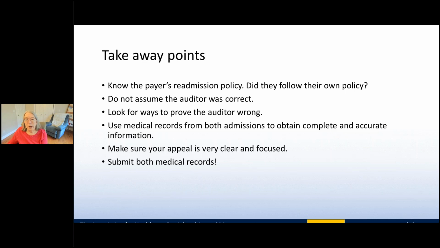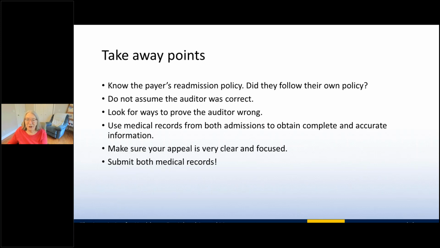So our key takeaway points: know the payer's readmission policy, and did they follow their own policy? Like I said, that can be your first line of defense and a quick, easy win. Do not assume that the auditor or the payer was correct, and that holds true for all denials and appeals. Look for ways to prove that the auditor was wrong if you did get a letter explaining why they're denying for the readmission, or when you get your decision letter back and they uphold their initial decision.